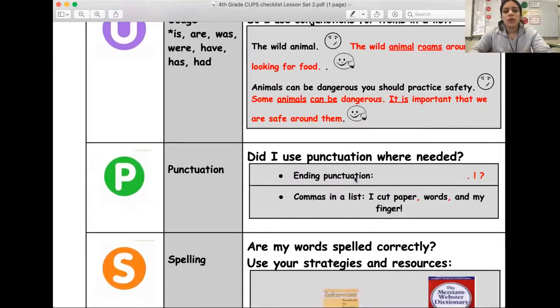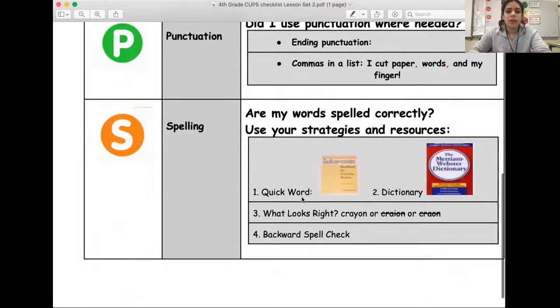Then read number 3 is all about punctuation. Do all of your sentences have a period, exclamation point, or question mark? And if you're making a list, are you using commas to separate ideas? That's another read through. Your final read through is to check for spelling. You guys all have quick word books. You can use an online dictionary. You can use spell check. Here's another great tip, backward spell check. Reading and looking at your work from the bottom backwards.